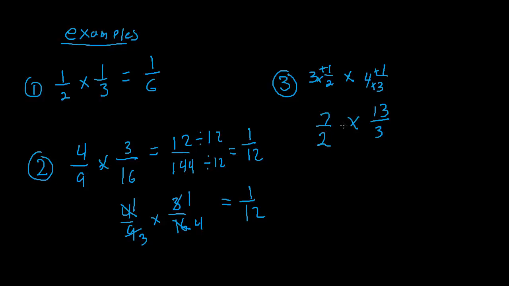Now we can either multiply across or try to cancel. Well, 7 and 13 are both prime numbers, so I know there's nothing that will go into them. So let's just multiply across. 2 times 3 is 6. And 13 times 7 should be 91. Is that correct? Should be. Yeah. So this is how you would do it.